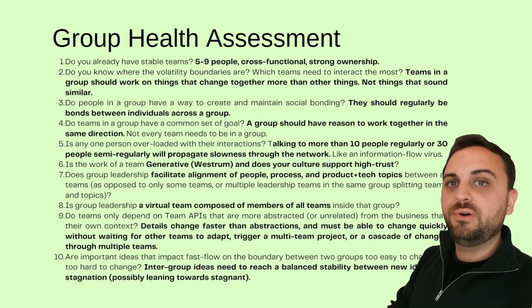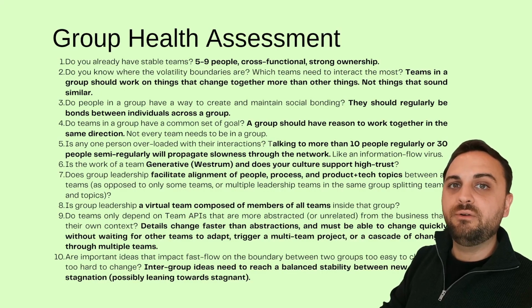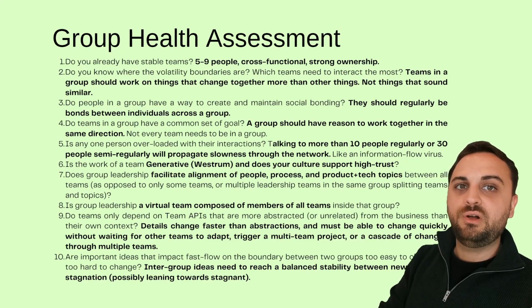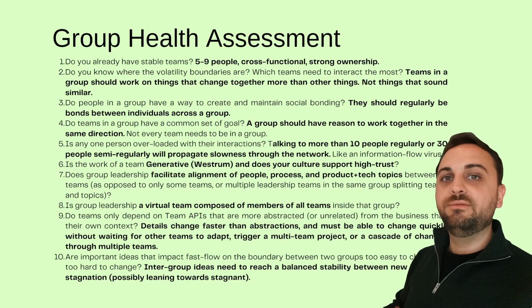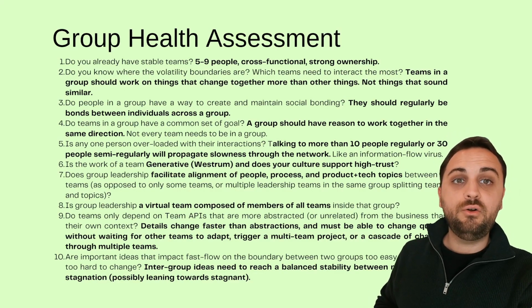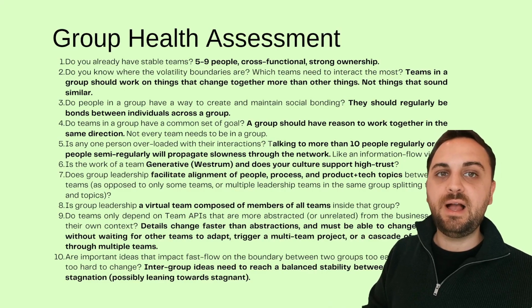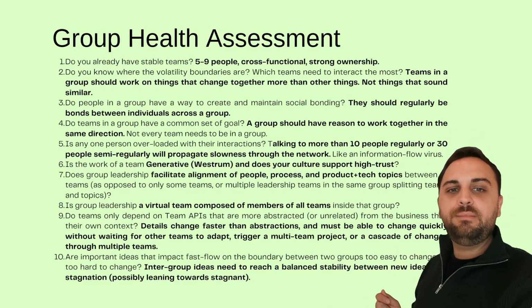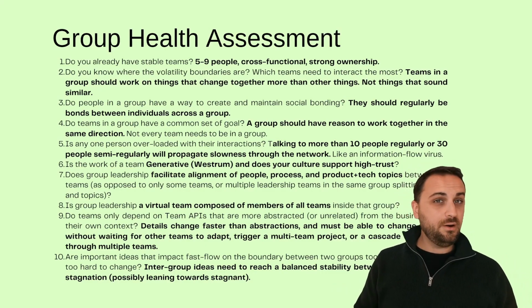Is only one person overloaded with interactions? Is the work of a team generative? And does your culture support high trust? Does group leadership facilitate alignment of people, process, product, and tech topics between the teams? Is group leadership a virtual team composed of members of all the teams in the group? Do teams depend on team APIs that are more abstract from business than their own context? Are important ideas that impact fast flow on the boundary between two groups easy to change or hard to change?